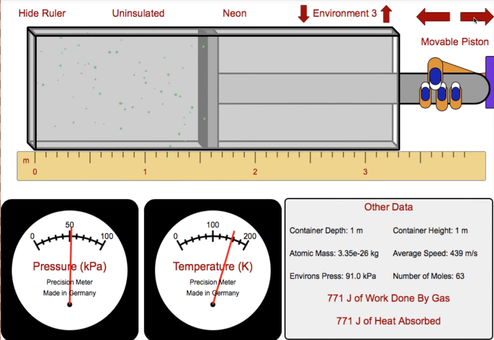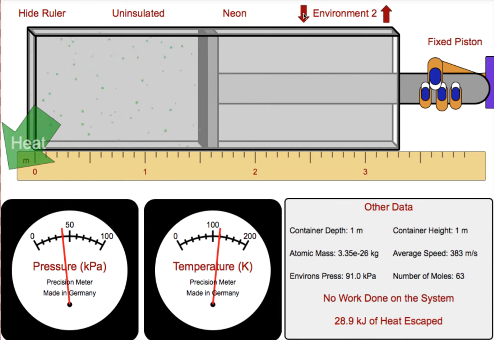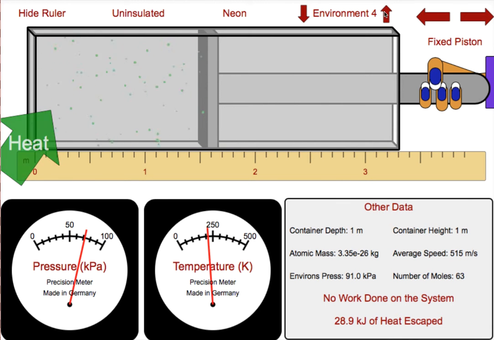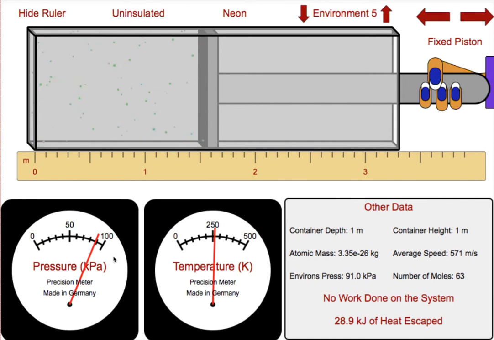The next thing students might want to do is fix the piston in place. So instead of having a fixed temperature, we now have a fixed volume. We then change the temperature like we did before by changing the environment. And as we change the environment and the temperature, we would record the temperature and the pressure.